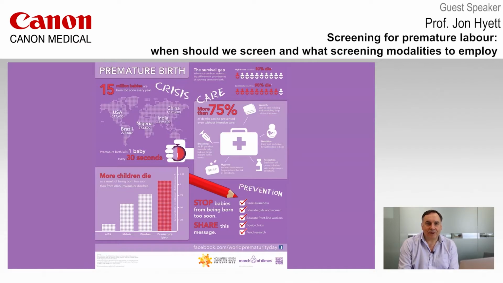So again, let's just recognise that preterm birth is a significant health issue for us. This is a slide that I took from a Facebook page for the March of Dimes in celebration of World Prematurity Day last year. And it talks about the 15 million babies across the world that are born preterm each year. And it talks about the potential consequences of prematurity.